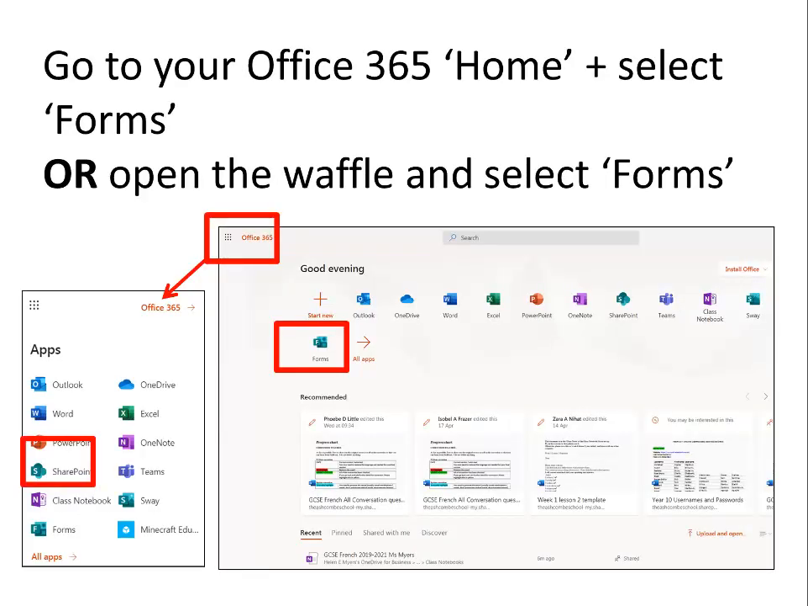So, first of all, you need to open up the Forms app. You could do it either by going to the Office Home, where you can see the app directly at the top here, or if it doesn't show there, then click on the waffle at the top left, which then opens up the apps, and you scroll down to Forms.